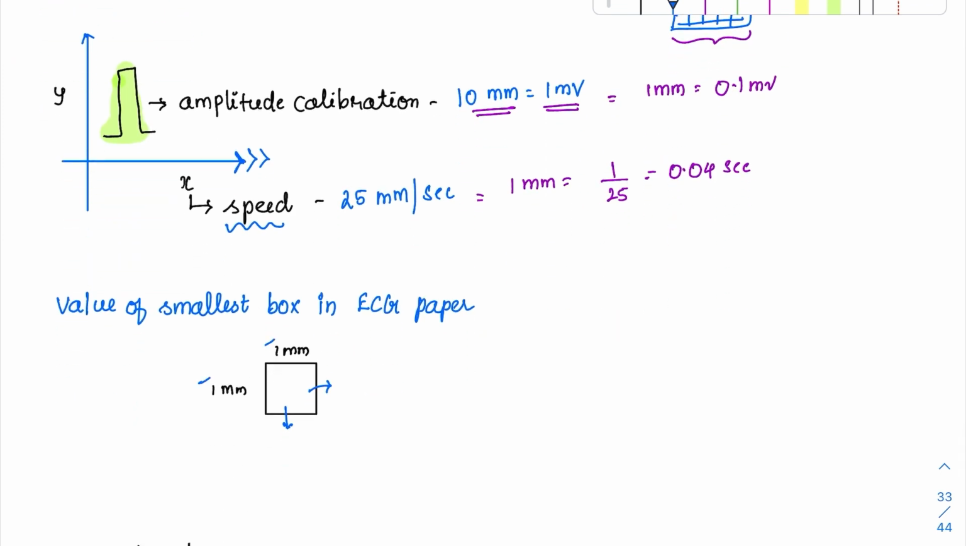What is along the x-axis? Along the x-axis we have the speed, which is 0.04 second. Along the y-axis we have the amplitude. What is the amplitude? It is 0.1 millivolt. So these values we should know.